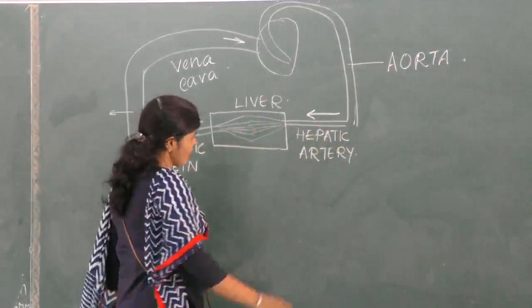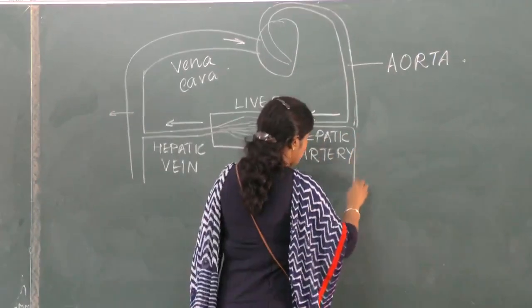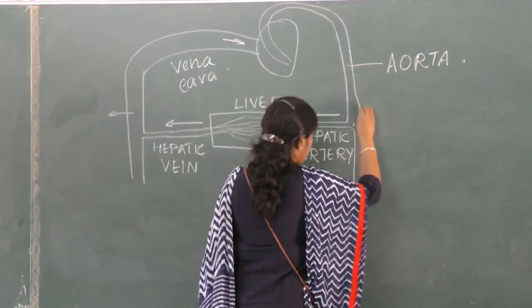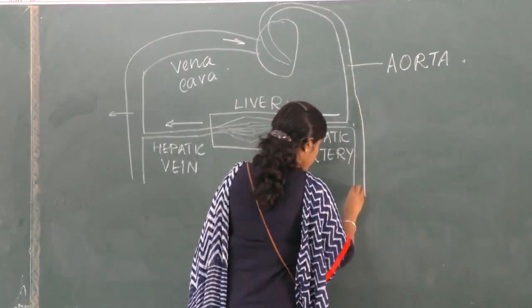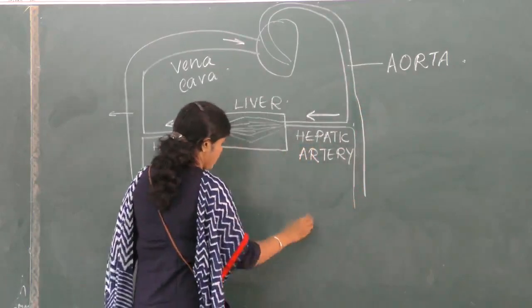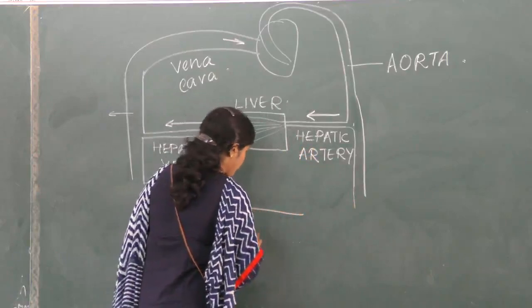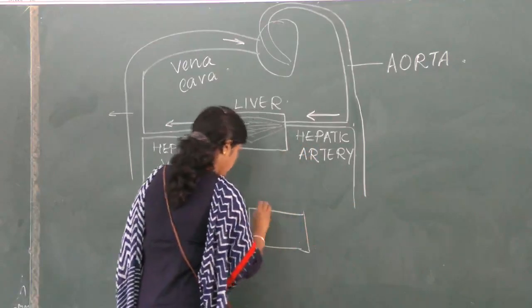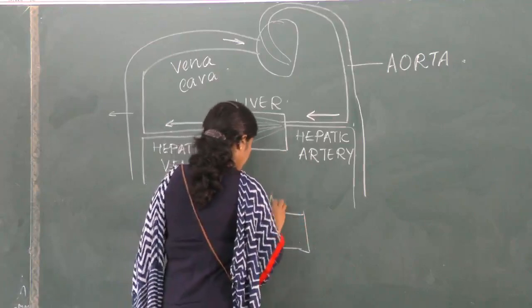Okay, now comes the next organ, that is the small intestine. Here this is aorta. Now comes the small intestine. Is it all right? The next organ is the small intestine. What happens in the small intestine? Okay, so here it is.